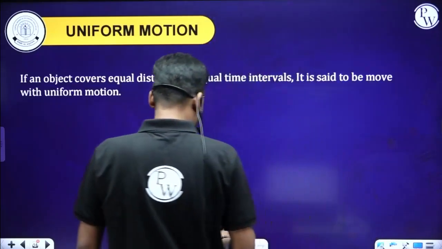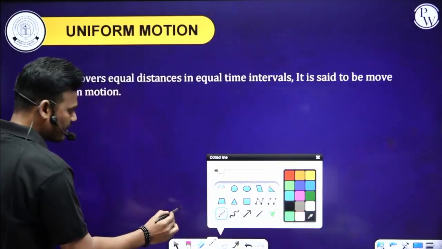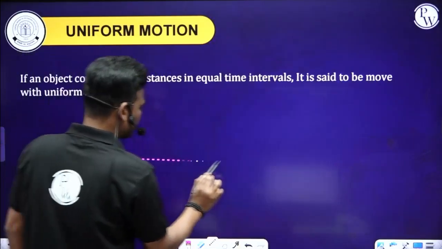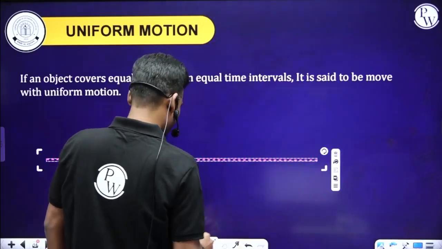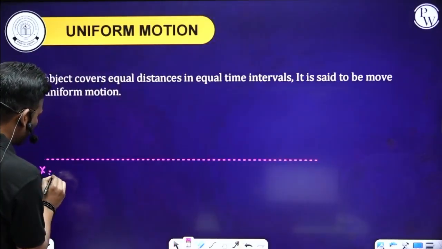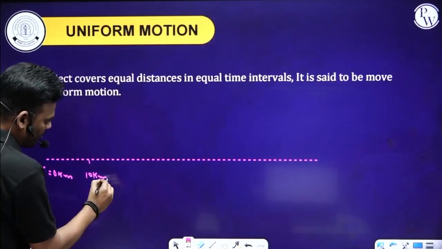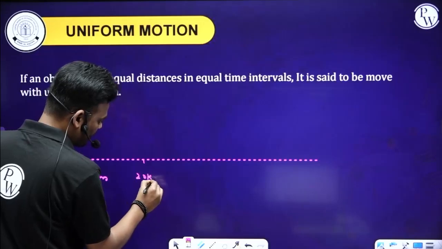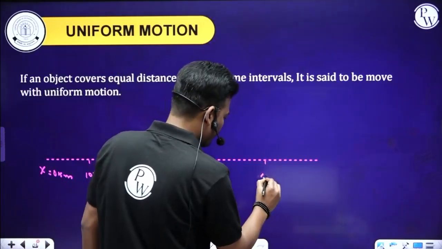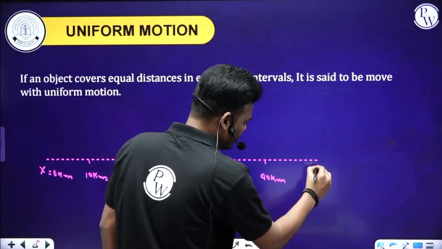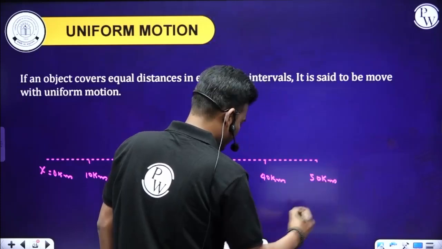So here, as our concept is motion in a straight line, let's consider two examples. This is the road. And here let's consider x is equal to 0 kilometer. And this is 10 kilometers. And this is 20 kilometers. And this is 30 kilometers. And this is 40 kilometers. And this is 50 kilometers.